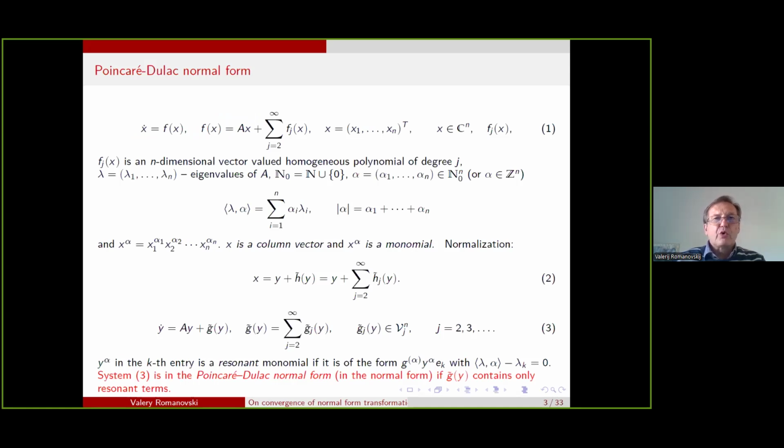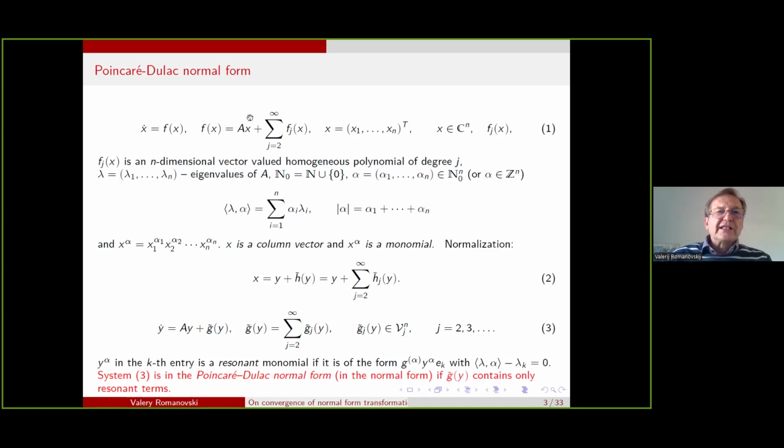So first I recall some main notions of Poincaré-Dulac normal form theory. Assume we have a system of differential equations, system 1, our main system, x dot equals f of x, where f of x is a vector field. I use the same words, system of differential equations or vector field.